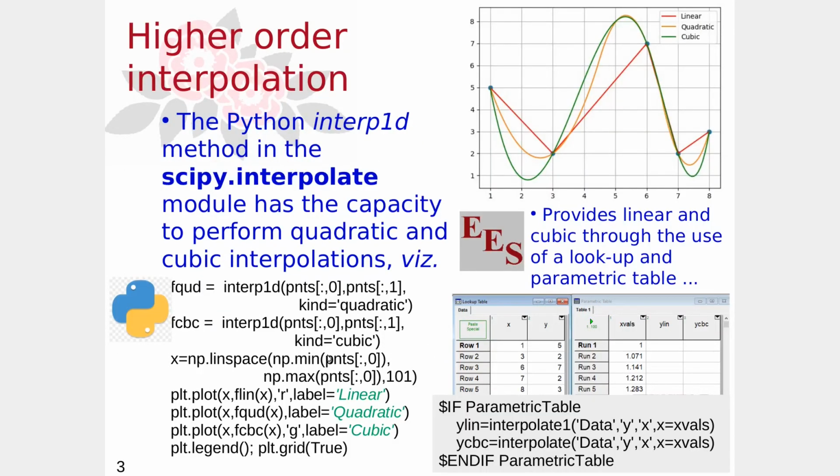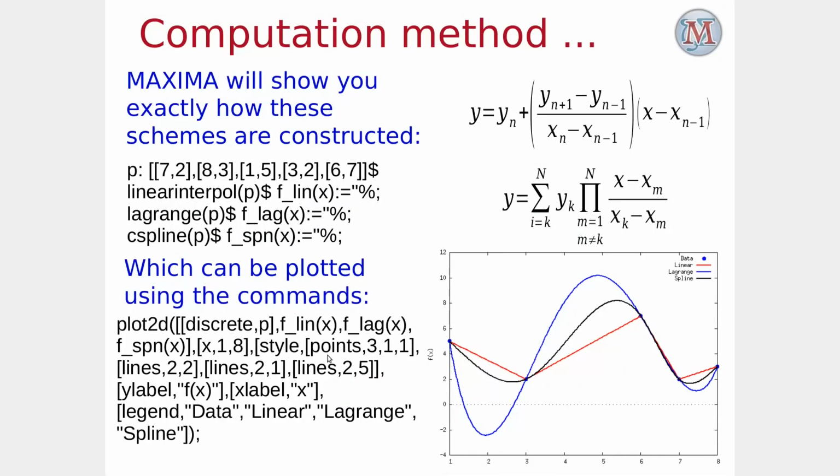And that can be plotted using the 2D. First and foremost, we do a plot of the discrete points. So here's the points, and this is discrete. We then want to plot function of x, which is linear, the Lagrange function of x, and the spline function of x, given these points.